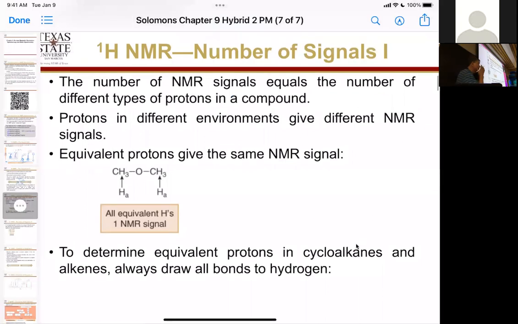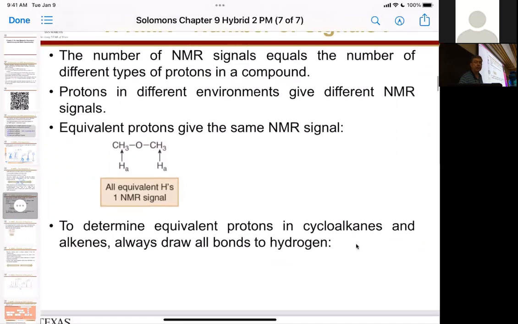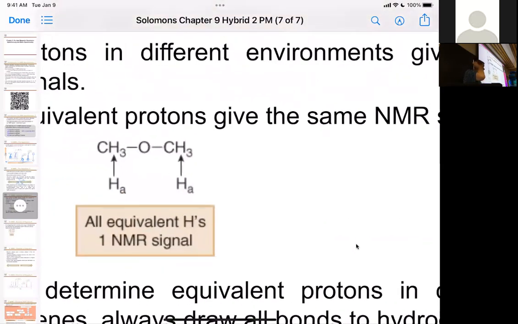Now let's talk about number of signals. Number of signals is kind of a crafty thing. It's the number of different kinds of hydrogens, and by kinds of hydrogens, I mean hydrogens with different electrical environments. Let's look at this one right here. What do I mean by electrical environment? We have all this pushing and pulling from polar bonds, so we need to look at that. And then there are also some through space interactions we need to look at.